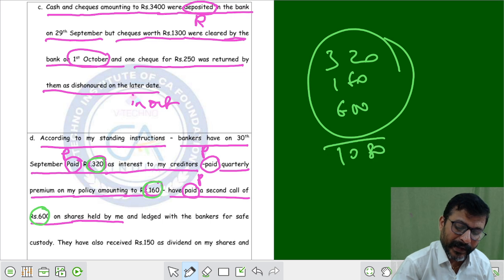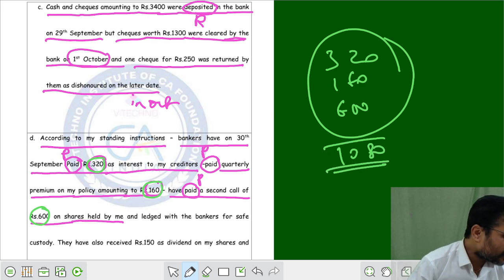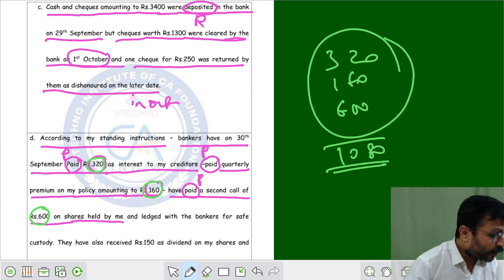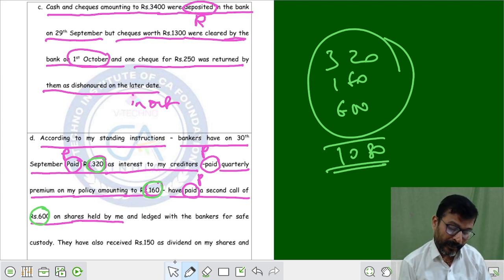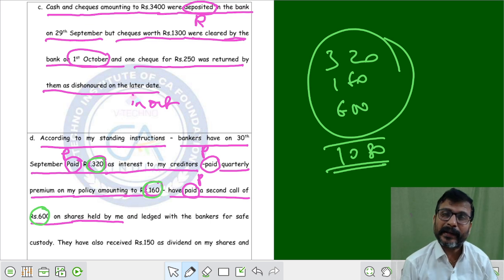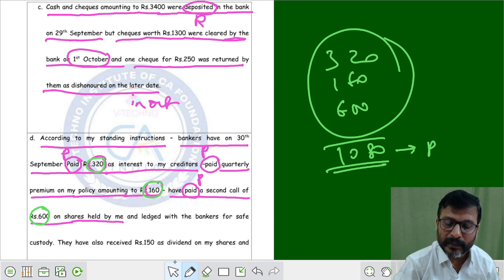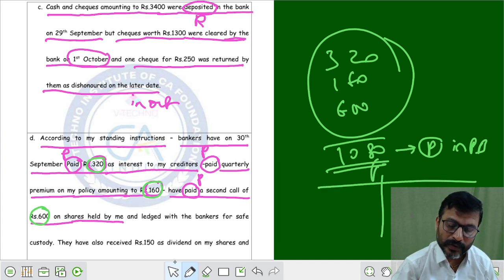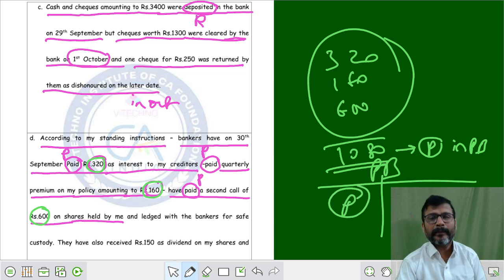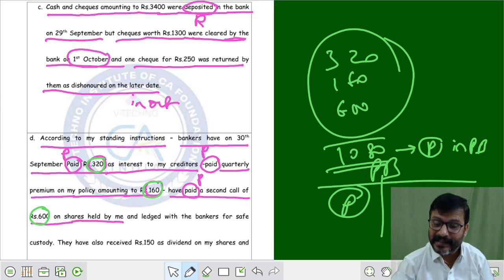1080 rupees. Am I right? The total payment is how much? 1080 rupees. These are paid by the banker. Paid by the banker means what? Payment in passbook. See, in passbook, payment comes where? Debit side. Payment in passbook means debited in passbook, so we have to take it on the credit side.